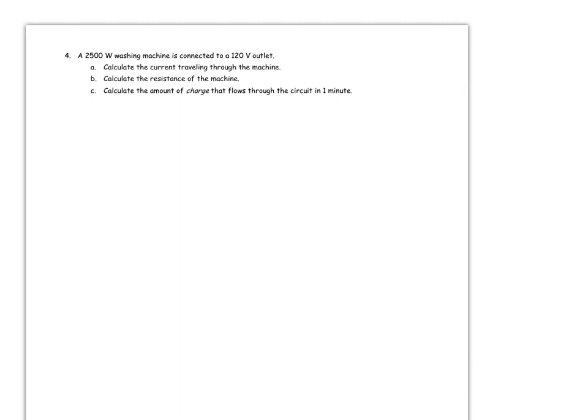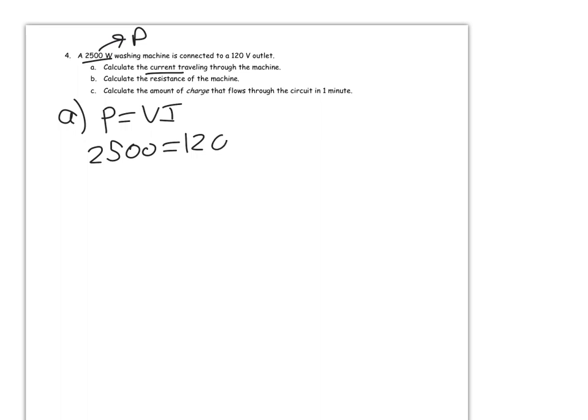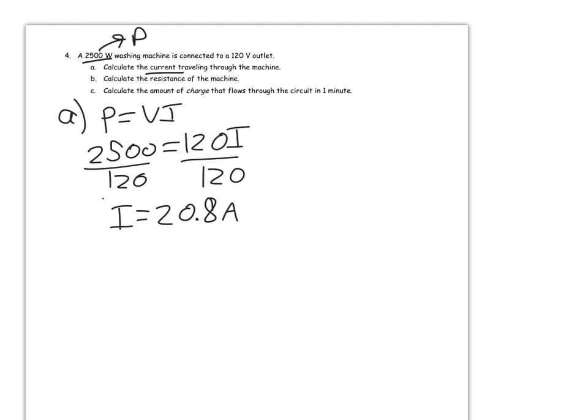We have another problem here next. I'm looking at a 2500 watt washing machine. That is the power of the washing machine connected to a 120 volt outlet. And so first we want to find the current. So we're going to start with our power equation. Power is just voltage times current. So 2500 is our power. It's going to be equal to 120 times I, which is our current. Dividing both sides by 120 here, we find that our current is going to be equal to 20.8 amps.